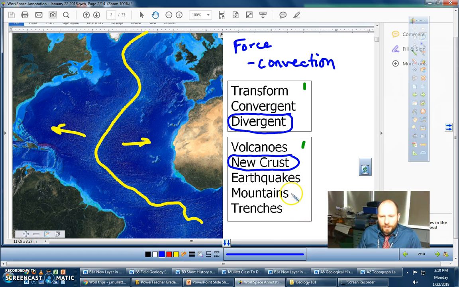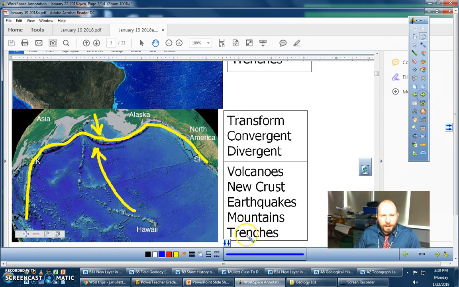You could argue that there's a bit of a mountain range here, but the mountain range is nowhere near tall enough to stick out of the ocean, so it's a pretty small mountain range. But the presence of new crust is a great place to start on a divergent boundary. Let's head to another boundary type.